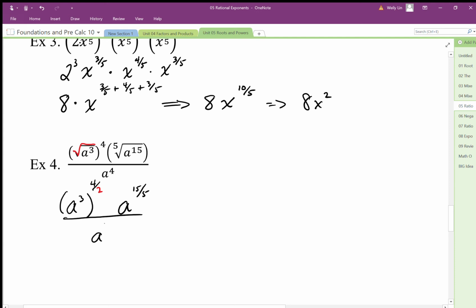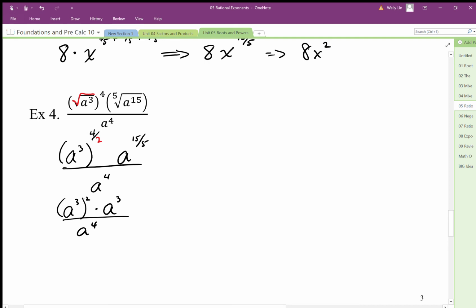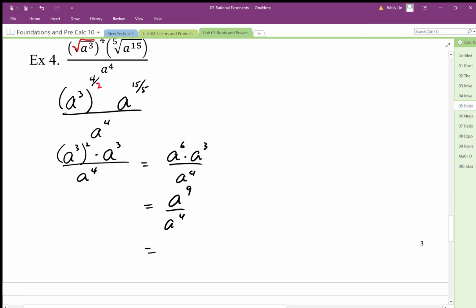This becomes a to the power 4. So this is a squared, a cubed. So I'm going to rewrite this: a cubed squared times a cubed over a to the power 4. That can be simplified. So that's 6 a's, 9 a's on top, 4 a's on divide. So it becomes a to the power 6 times a cubed over a4, a to the power 9 over a to the power 4. And this simplifies to a to the power 5. Okay, so that's one way we can do it.